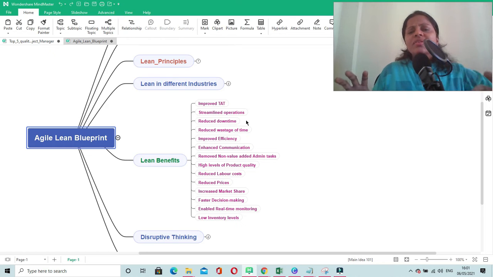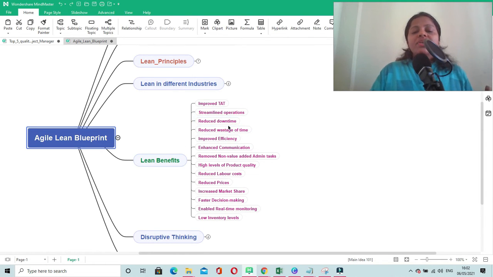All the tasks, all the project activities, they will be streamlined, and when you have made sure that each and every individual understands their responsibilities, their duties well, then all the activities will be carried out in a streamlined manner, and there won't be any communication gap or miscommunication.